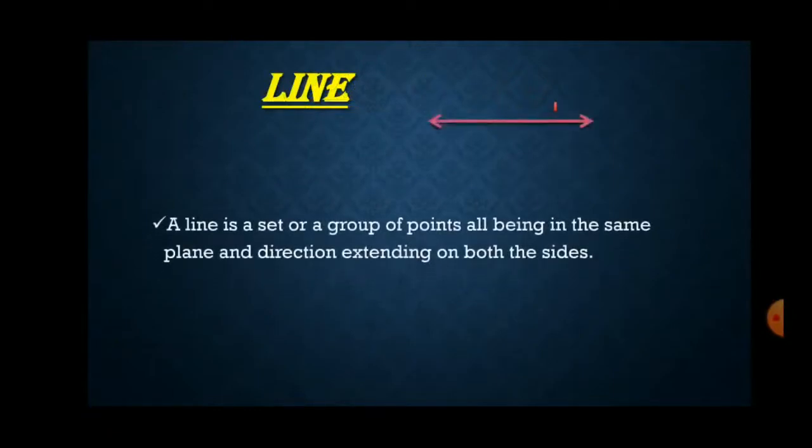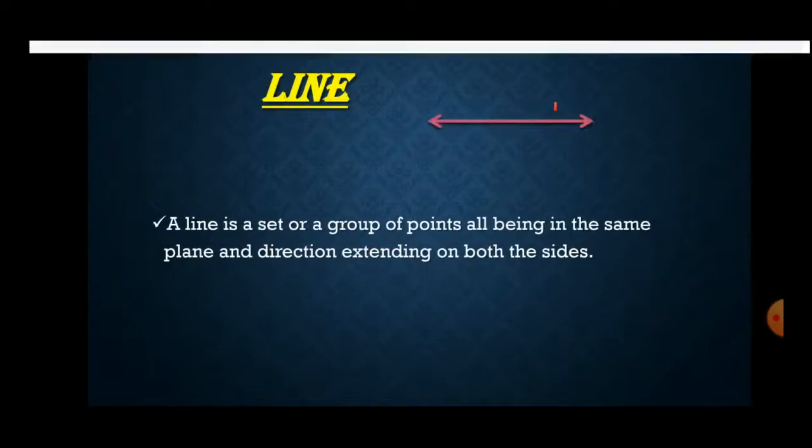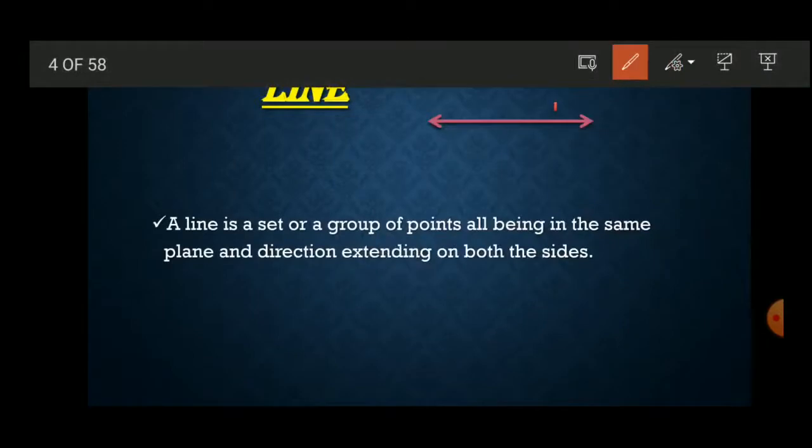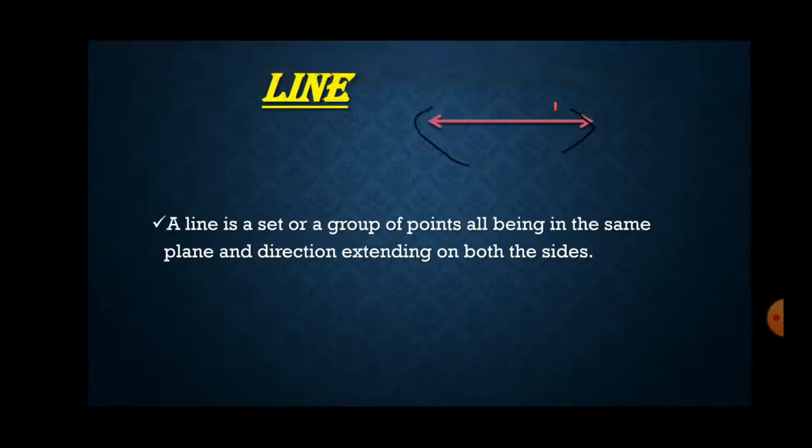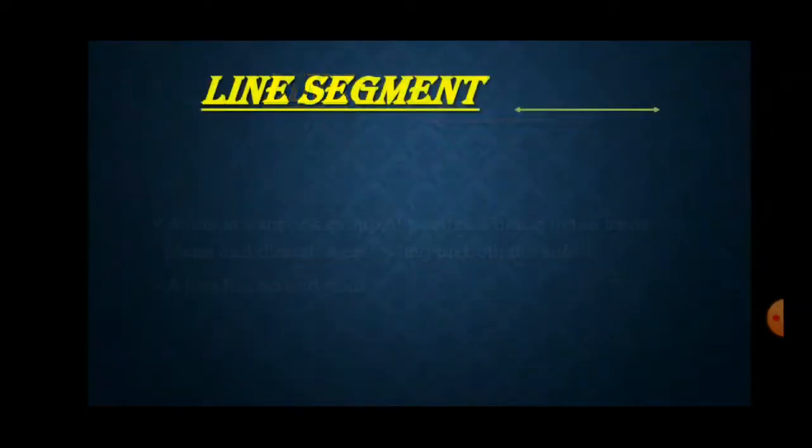Line. A line is a set or a group of points all being in the same plane and direction extending on both the sides, as the arrow on both the sides indicates that it is extended both the sides. A line has no end points.